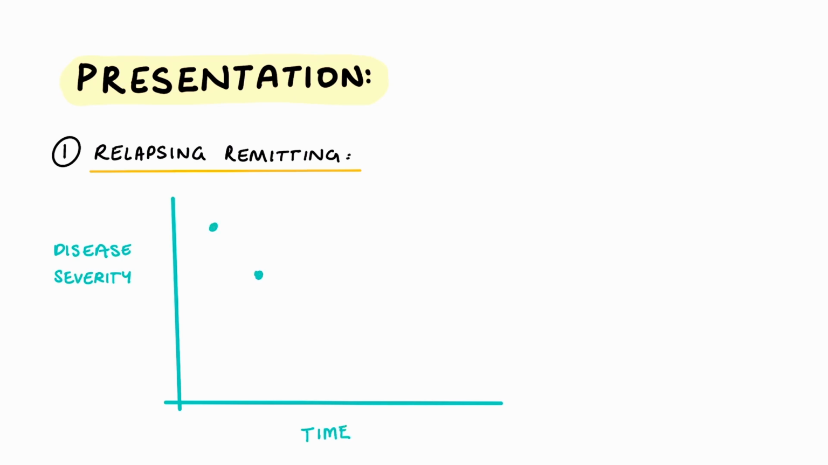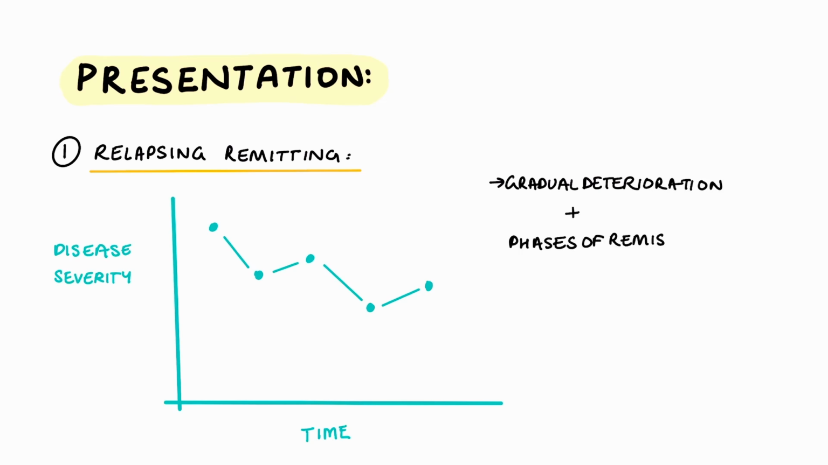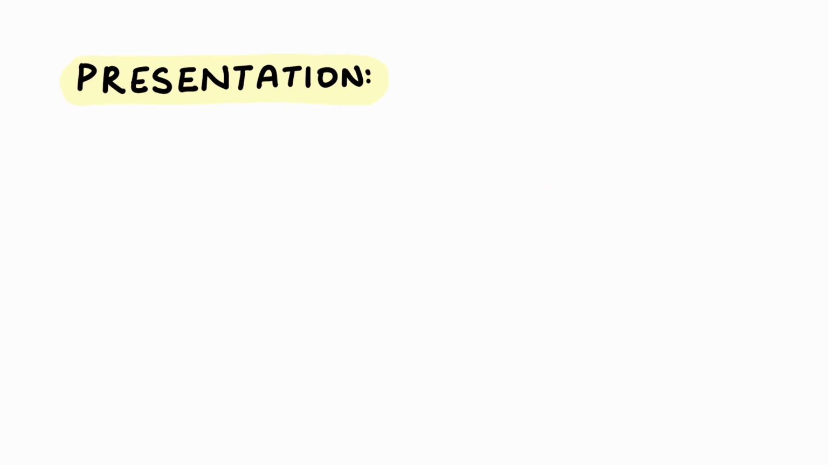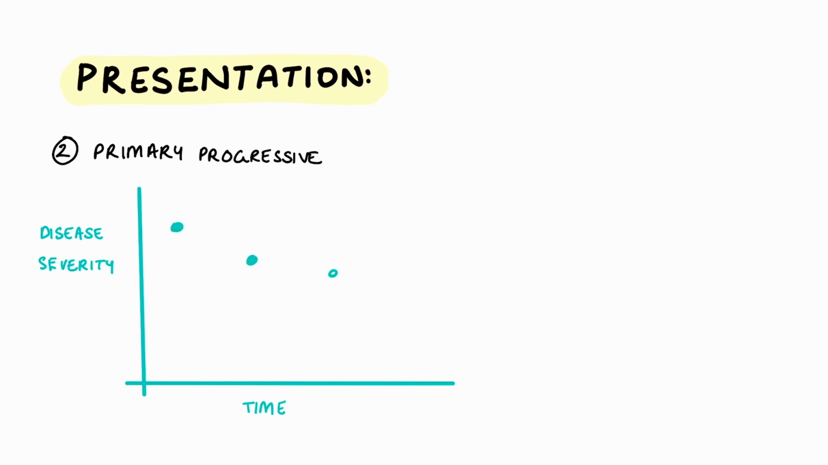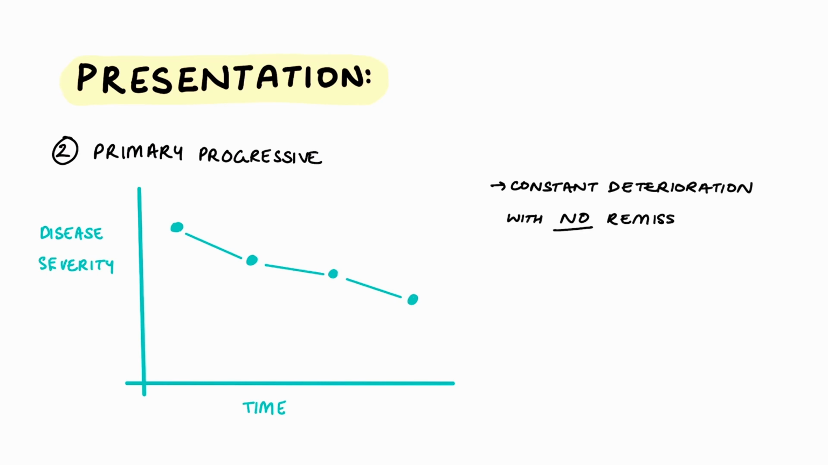This is when initially the patient deteriorates due to the immune cells attacking the myelin. They then go into remission for a short period of time as these immune cells dampen down. The cycle then repeats. After each cycle, as you can see here, there is a gradual deterioration. Primary progressive is when there is a constant attack on the myelin sheath over time with no phases of remission. So the graph is a constant downward trajectory.